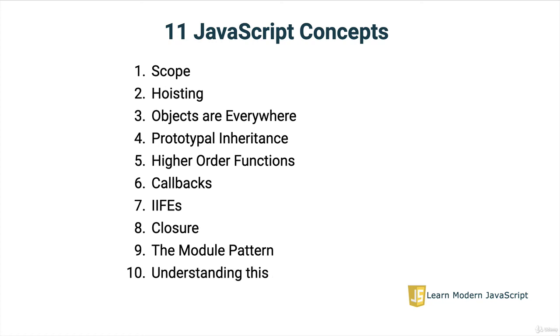We then need to talk about this. This can be something that can be a little bit difficult to understand in JavaScript when you're working with objects. So we need to spend a little bit of time on that. And then for the 11th topic, we will deal with promises, a very important asynchronous pattern in JavaScript. So those are the 11 topics. Let's go ahead and get started.